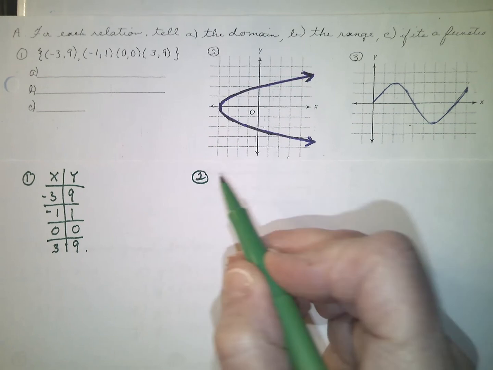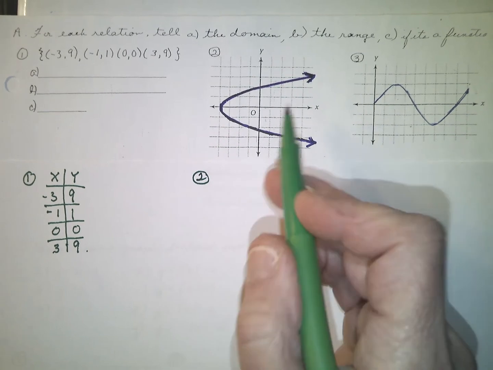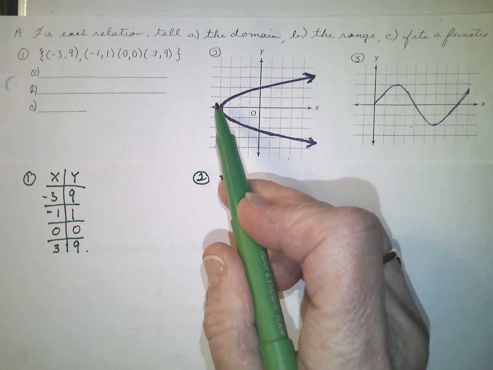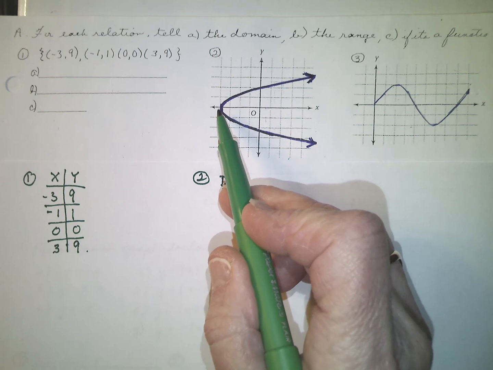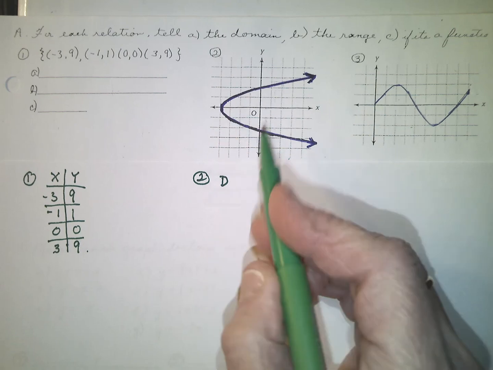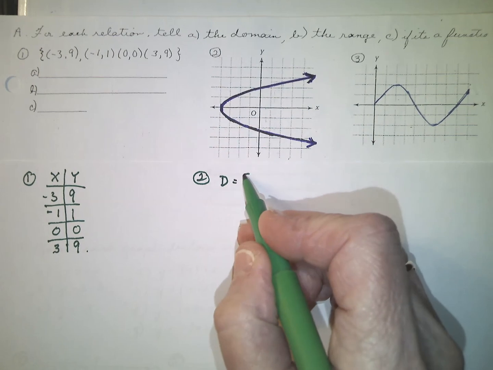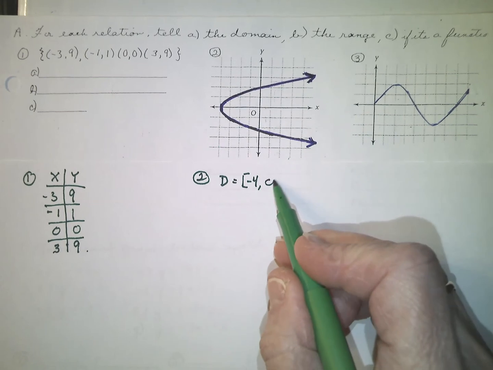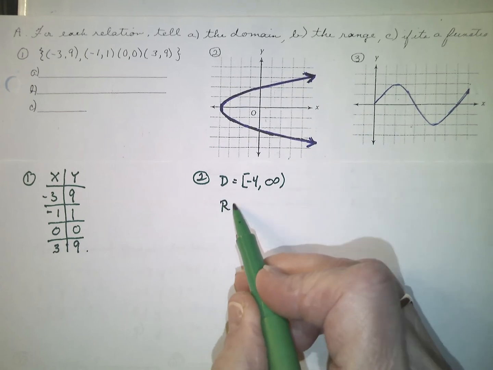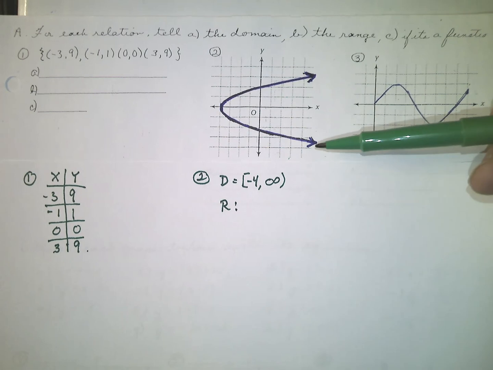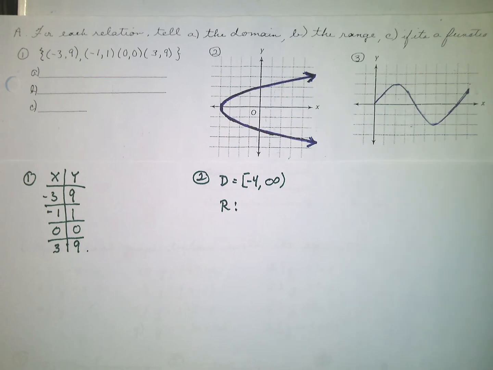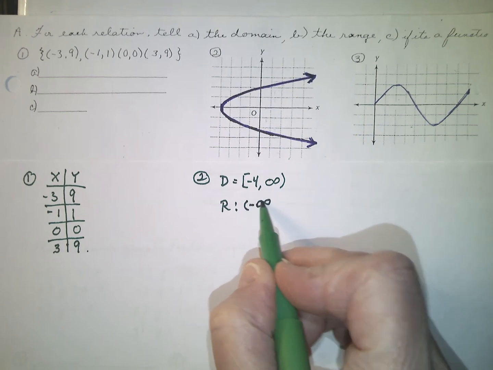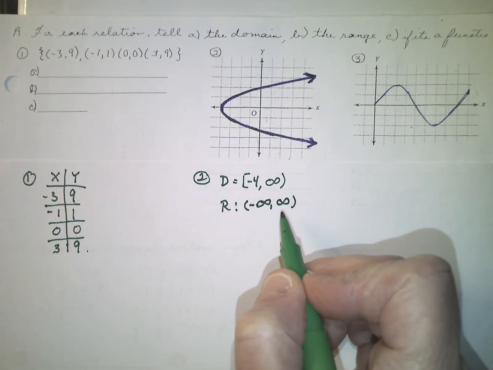On number 2, okay, the domain is going to be the spread of the x's starting with the one most to the left, and it doesn't go any further left than -4. It's solid there, so we'll include the -4, and then the x's spread forever out to the right. For the range, that's how low do the y values go, how high do the y values go. And they're not spreading terribly fast, but they will eventually just keep going down and down, up and up.